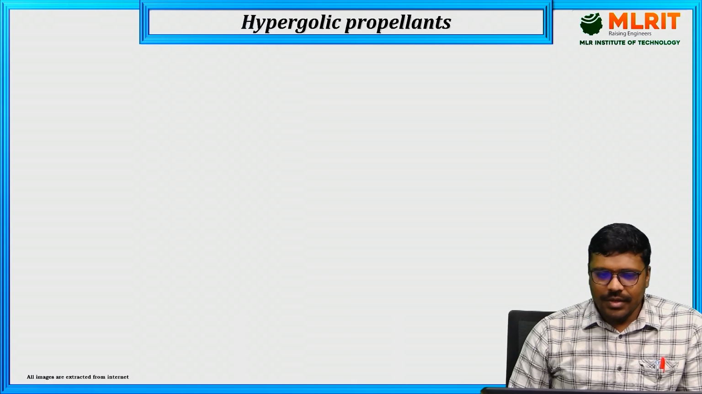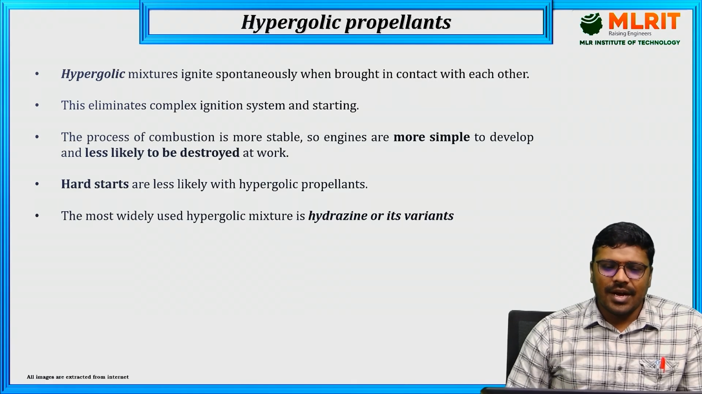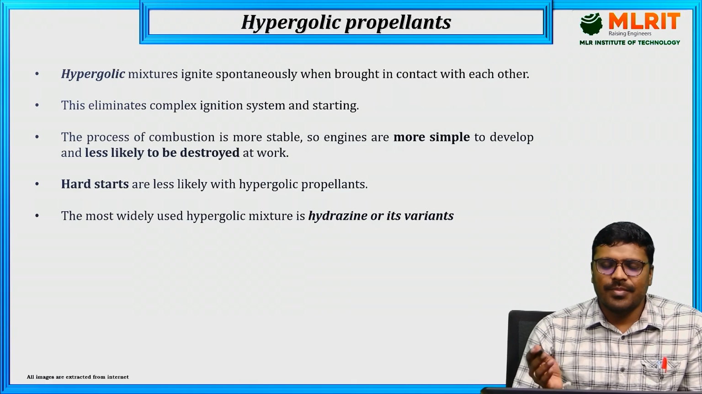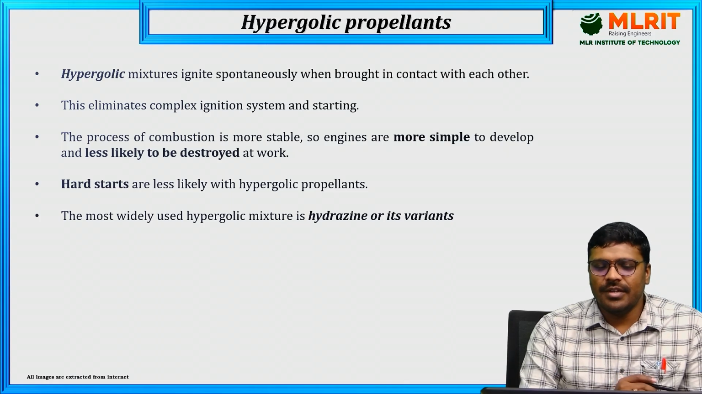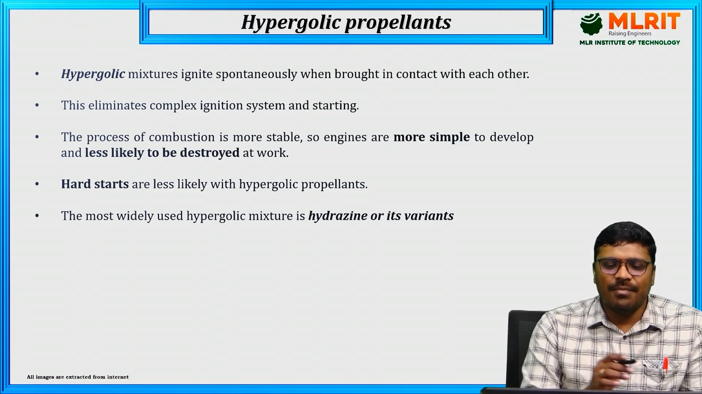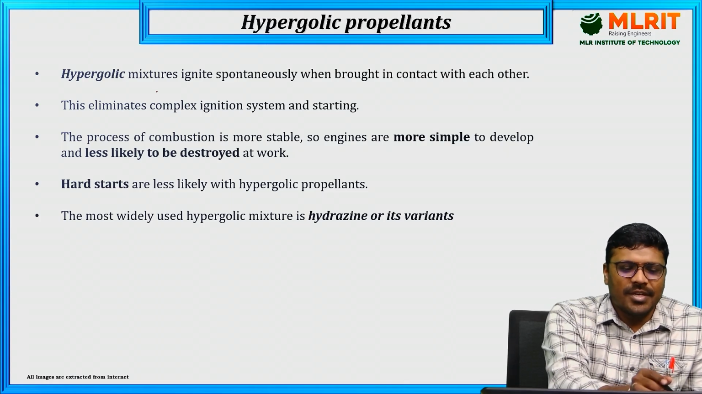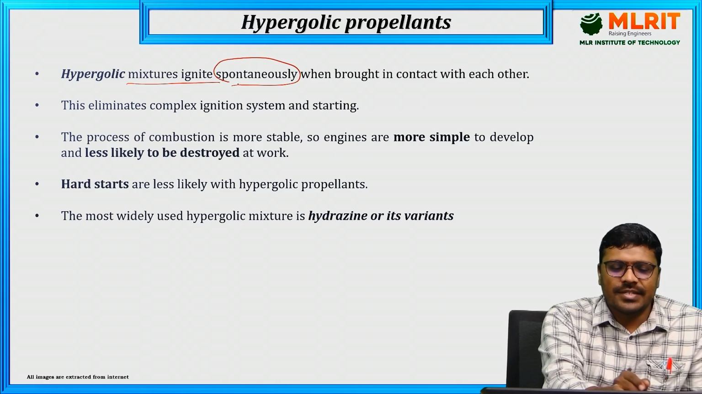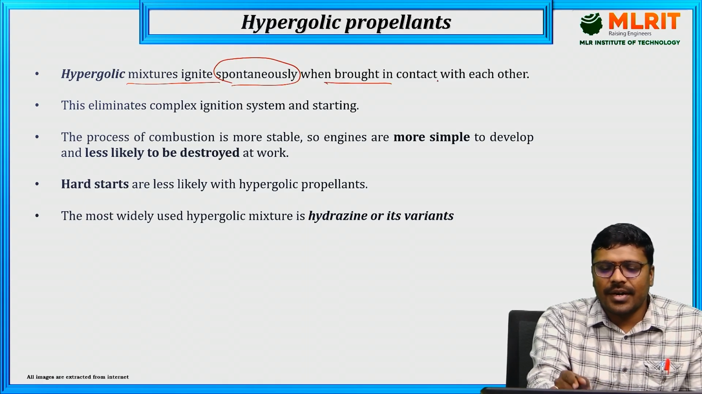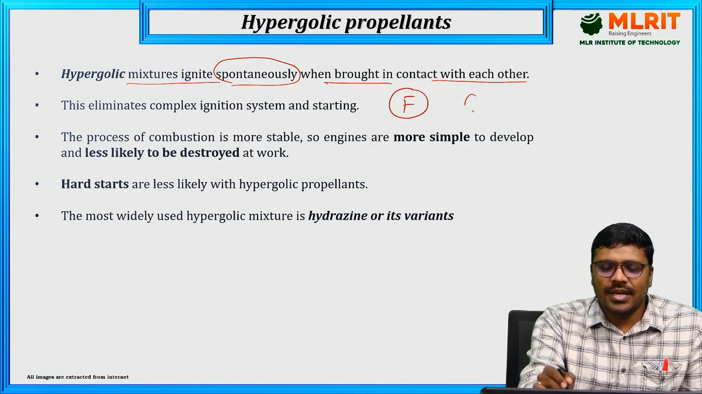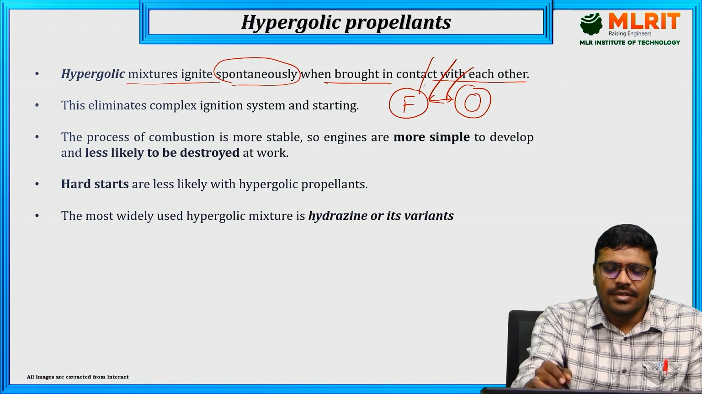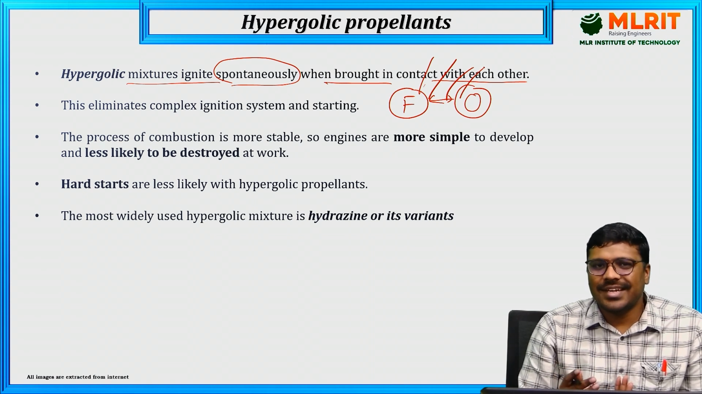Next, hypergolic propellants. Bipropellants are divided into two types, hypergolic and cryogenic. Hypergolic mixtures ignite spontaneously when brought in contact with each other. When you bring fuel and oxidizer in contact, the reaction starts automatically. That type of propellant is called a hypergolic propellant.